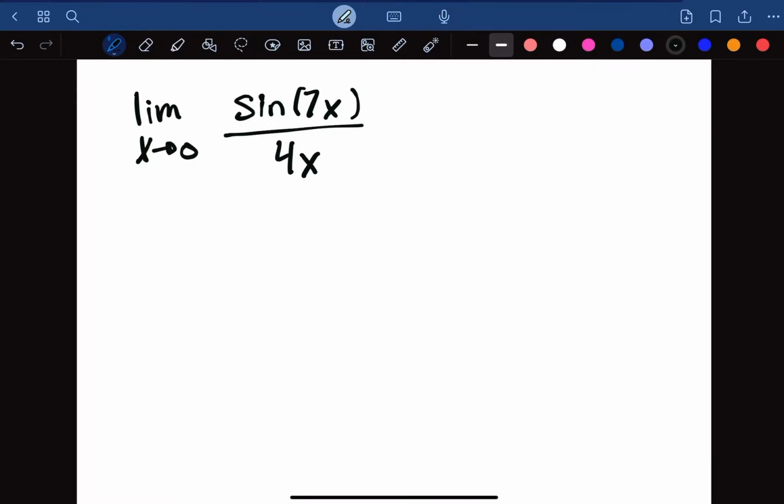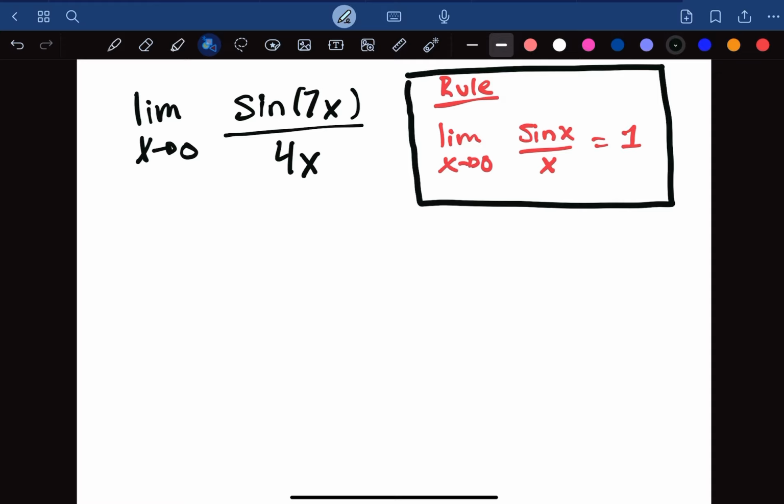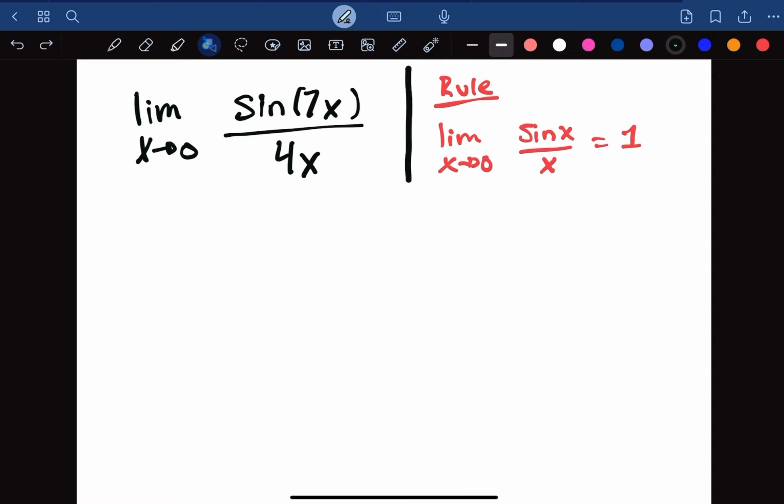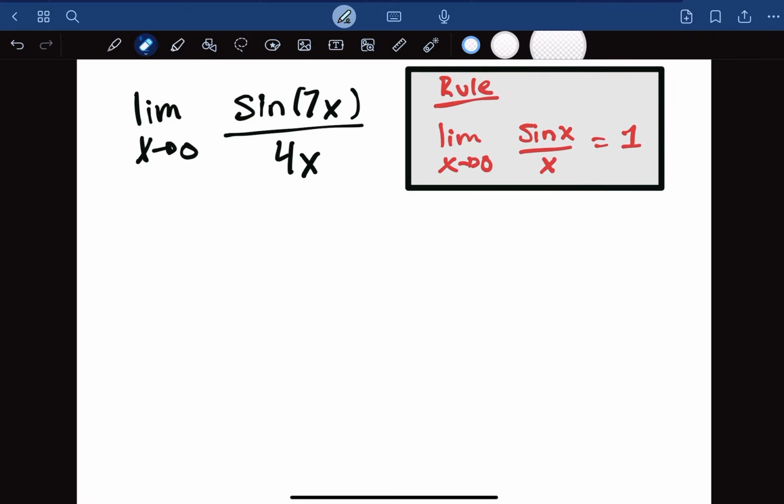Hey guys, so in this video, I'm going to do the limit as x is approaching 0 of sine 7x over 4x. So in this problem, what we first want to do is use the rule of limits, knowing that the limit as x is approaching 0 of sine x over x is equal to 1. This is just a standard rule. I know we go over it a little bit before exam 1, but this is definitely an important rule to know. It's just like a standard equation for the course, so make sure you have this rule down.